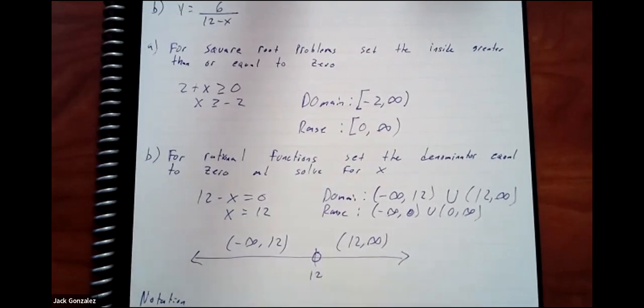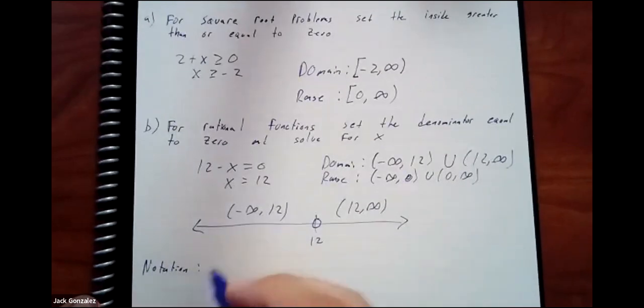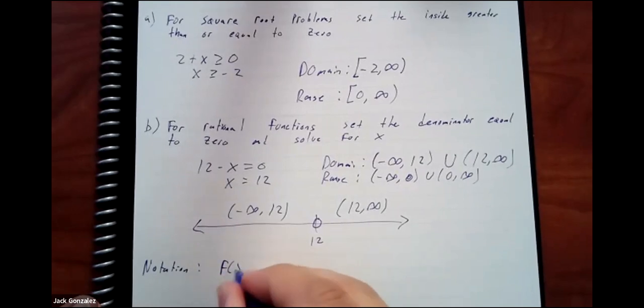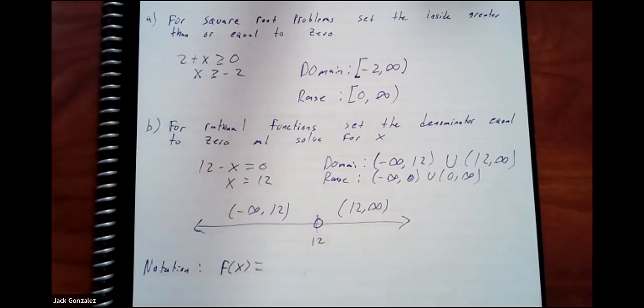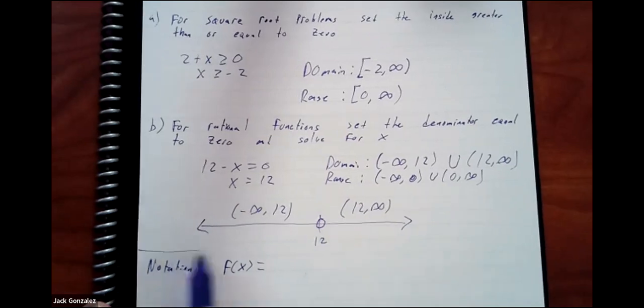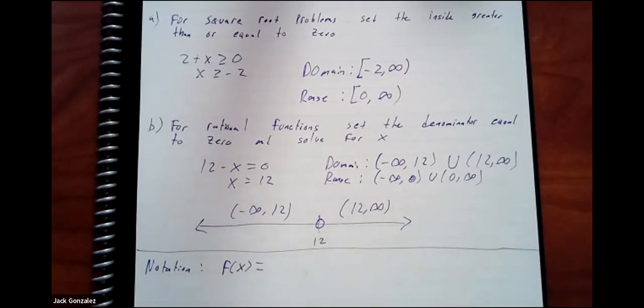Let me give you a note about notation. Let's say f of x is equal to some function. I'll move on from this question. Do you have any questions on number 4? A and B. Or A and B. A and B is number 4.